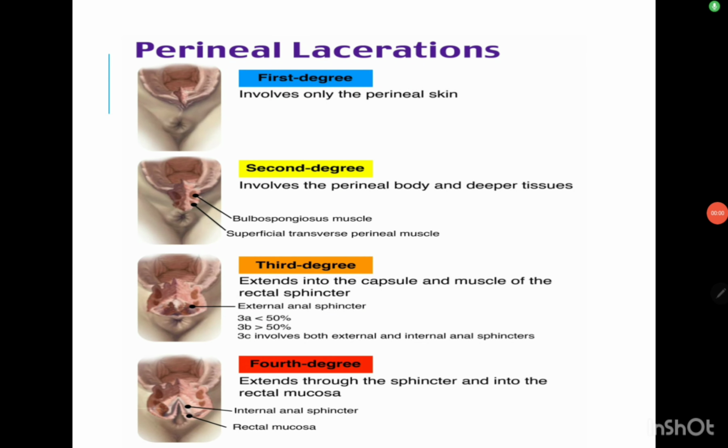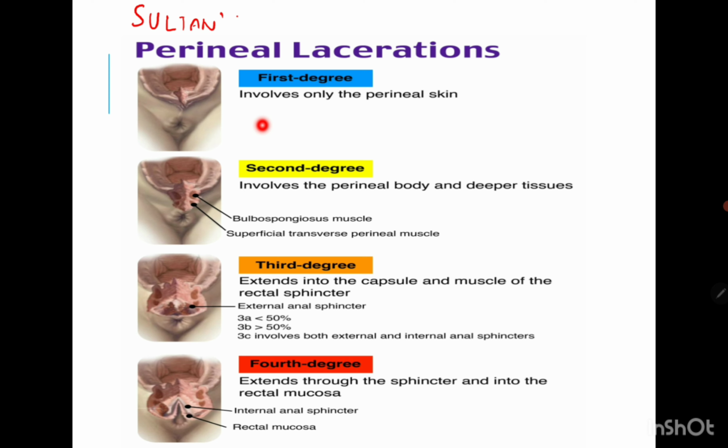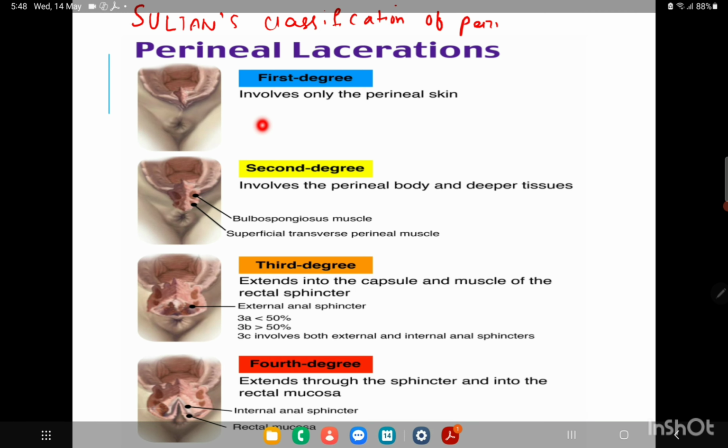Perineal lacerations, perineal tears during your normal vaginal delivery. What is this? This is the Sultan's classification of perineal tear.